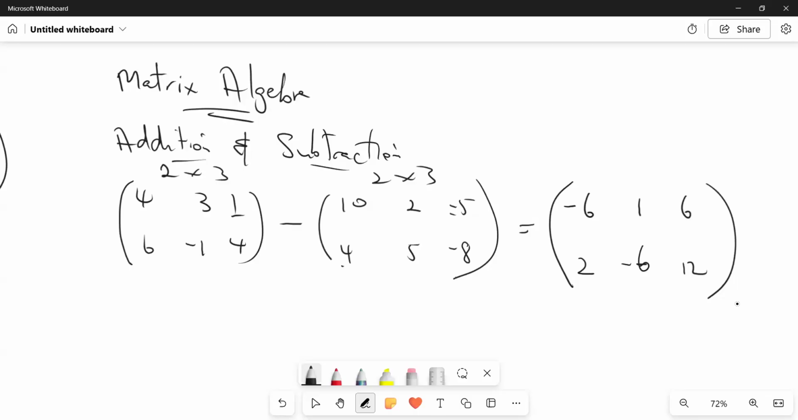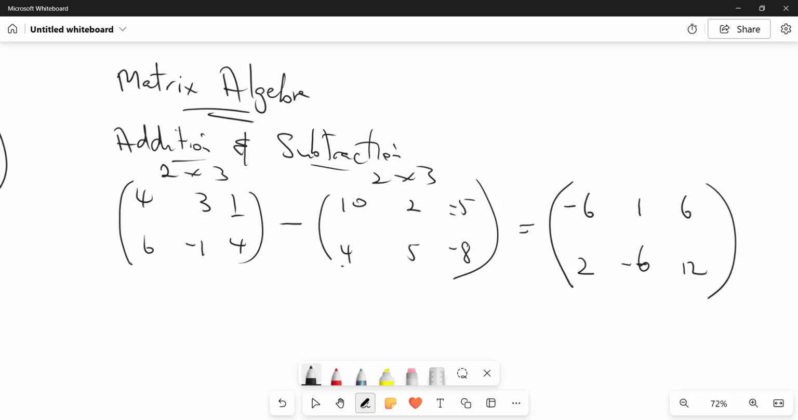Yeah, simple. When you add matrices, you add corresponding elements. When you subtract matrices, you subtract corresponding elements. And the fact that you have to add or subtract corresponding elements means the two matrices got to be the same dimension, because they got to match up, right? The two of them got to be exactly the same dimension. So addition and subtraction is quite easy.